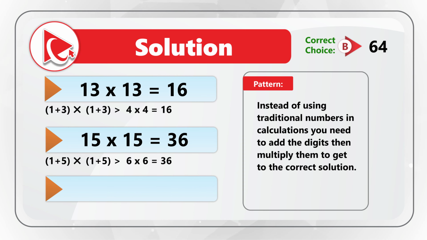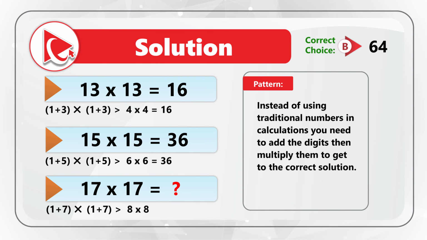To calculate the final expression, you need to add 1 plus 7, which would be equal to 8, multiplied by another expression 1 plus 7, which would be equal to 8 multiplied by 8, and it would be equal to choice B, 64.